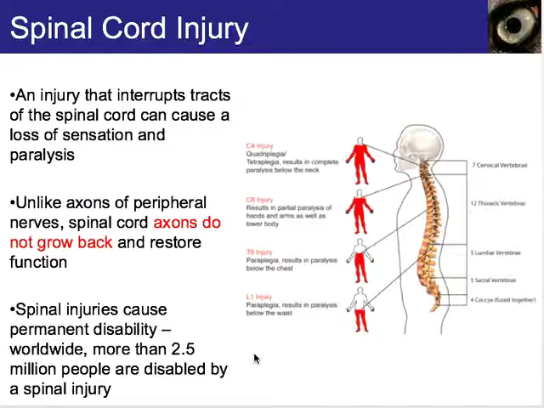Spinal injuries can cause permanent disability, and worldwide there are more than 2.5 million people that are disabled by a spinal cord injury. What's interesting is where you are injured in your spinal cord is going to determine where paralysis occurs. So for example, if you have an injury at the L1, then you'll probably be paralyzed from the legs down. However, higher up, you'll notice that paralysis increases. So if you have an injury closer to the brain in your cervical vertebrae, it's more likely that you are going to end up losing sensation throughout your body.